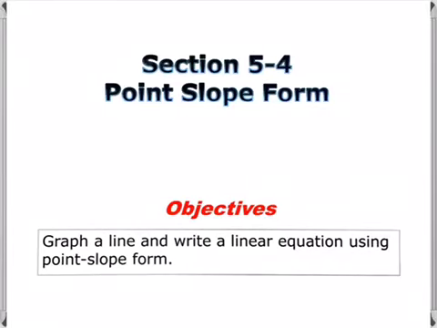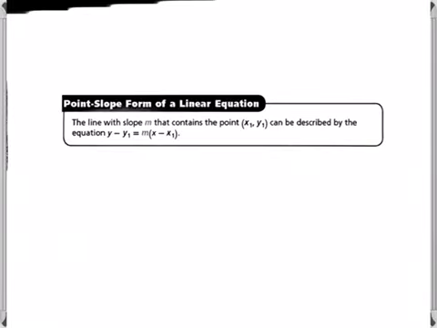Section 5.4, point-slope form. Point-slope form of a linear equation. The line with a slope m that contains the point x1, y1 can be described using the equation y minus y1 equals m times x minus x1. This is point-slope form.